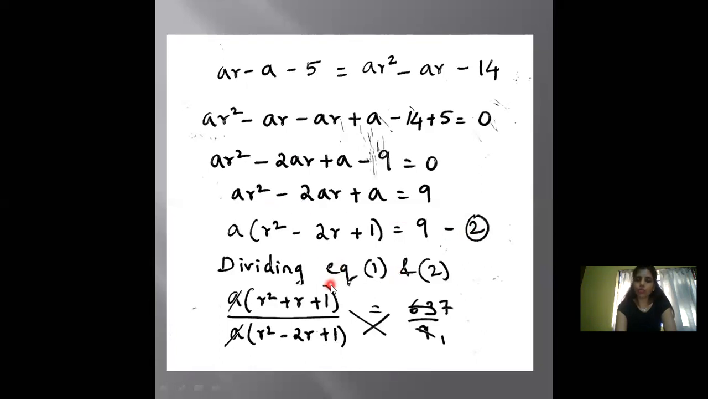So I divide equation 1 by equation 2. So A gets cancelled. And what I'm left with is R square plus R plus 1 upon R square minus 2R plus 1 is equal to 63 upon 9. Equation 1 on the right side has 63 and equation 2 has 9. So when I divide the left hand side, I divide the right hand side also. So 9 ones are 9, 9 sevens are 63.